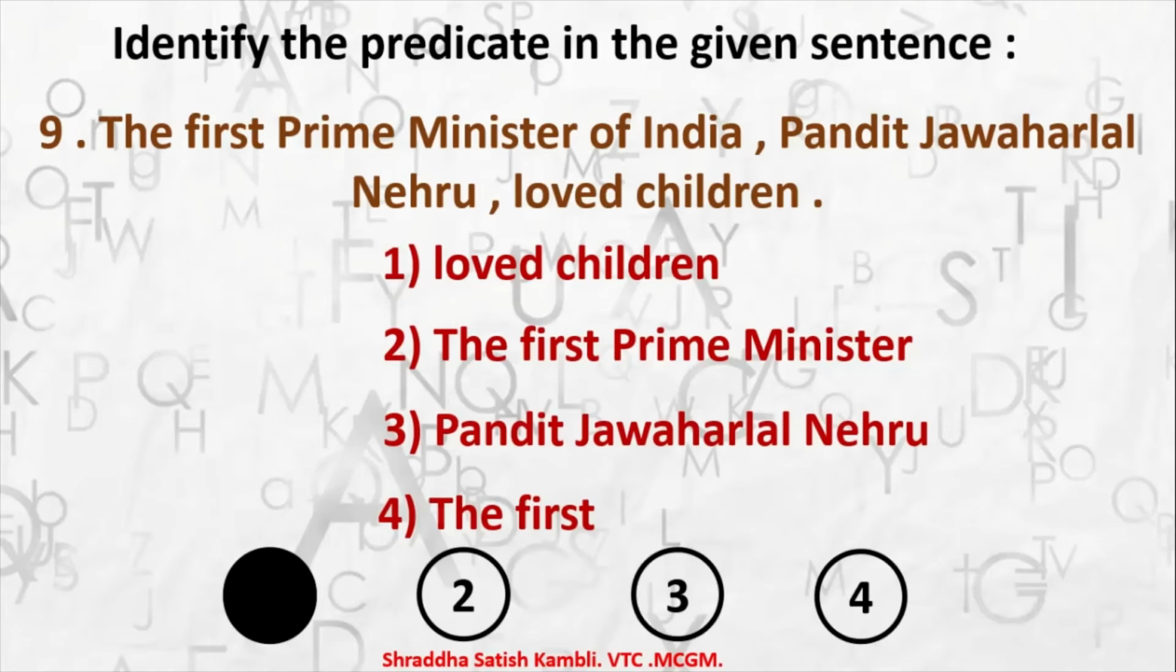Now here you have a long subject. The first Prime Minister of India, Pandit Jawaharlal Nehru, is the subject. What did he do? He loved children. So there is the verb there, the action is happening there, so that is the predicate.